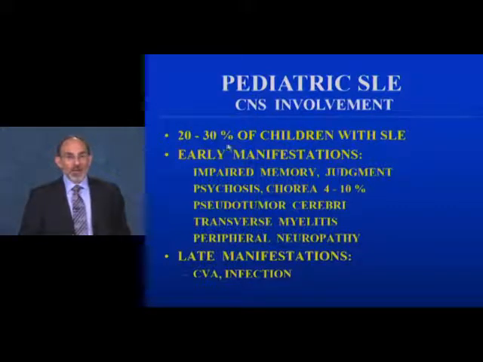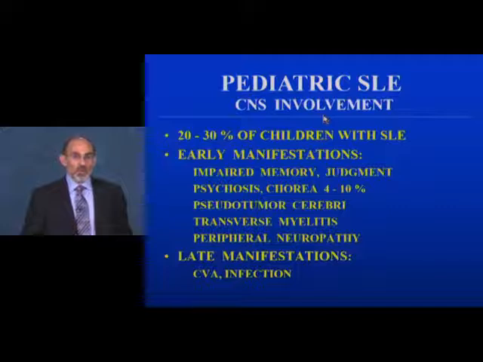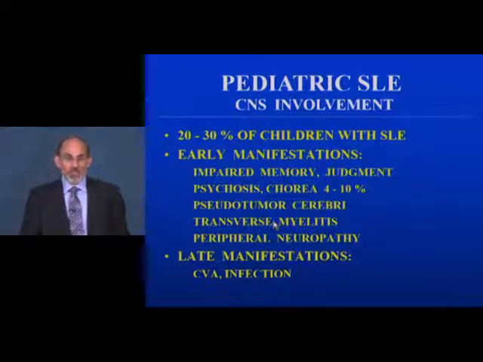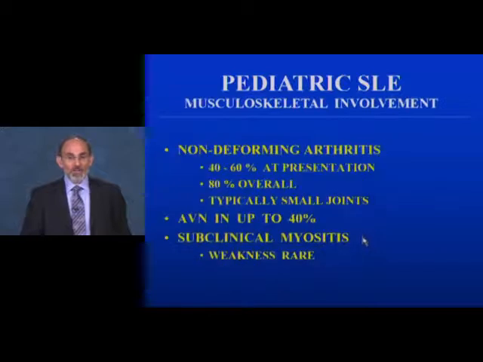CNS involvement affects 20 to 30% at least, but many more have headaches. 80 to 90% of children have headaches. We don't usually consider that evidence of parenchymal involvement of the brain, but it sometimes is associated with frank CNS involvement with lupus. And the manifestations are a bunch of effects on cerebration, as well as behavior, and then various more measurable effects, such as headaches with pseudotumor, transverse myelitis, which can result in permanent paralysis if not diagnosed, and peripheral neuropathies. And later on, these can lead to strokes or secondary infections.